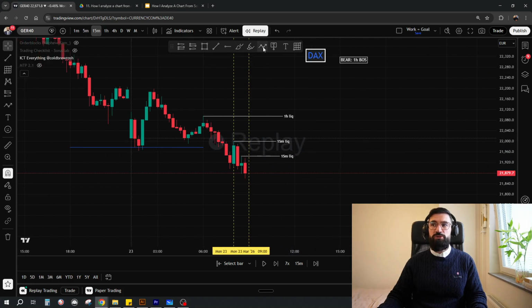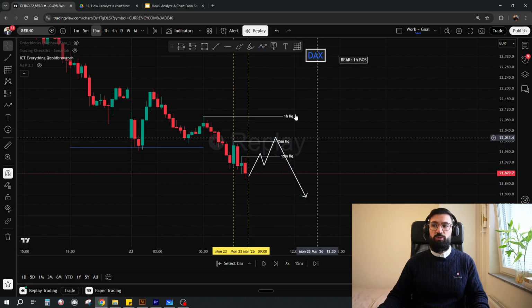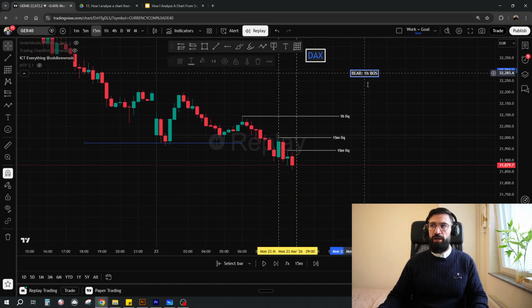So this is what I'm seeing, what I want the market to do. I want the market to take out these liquidities, either this one or this one, and then continue down. And this is where I want to take my trade, in these areas right here. I'm just showing you how I analyze the market.